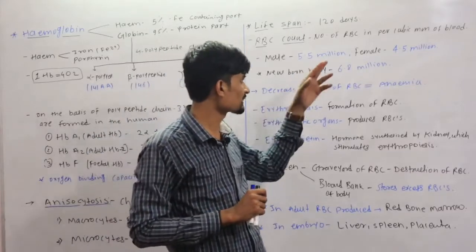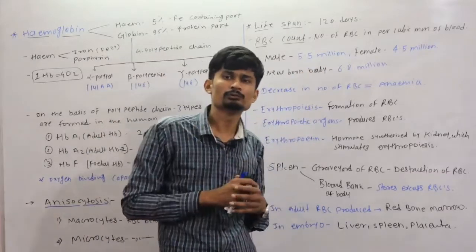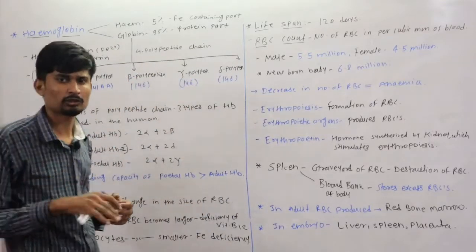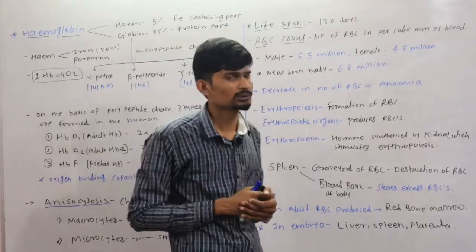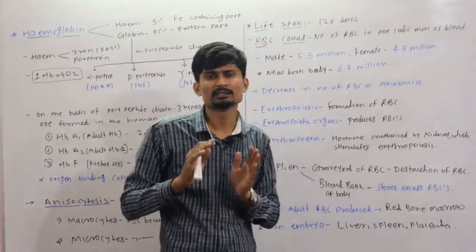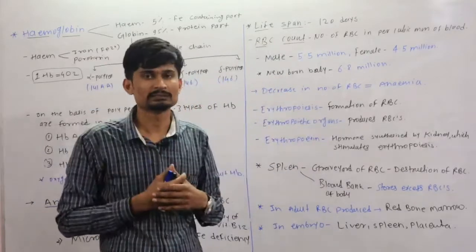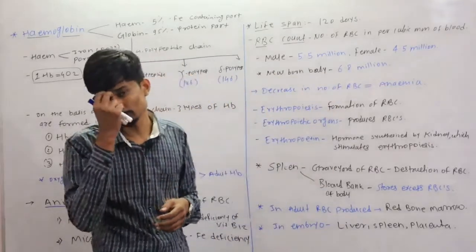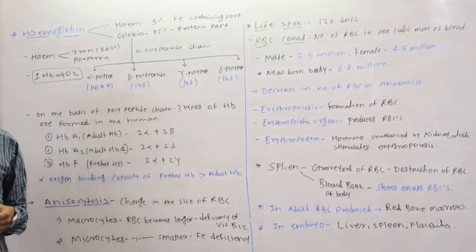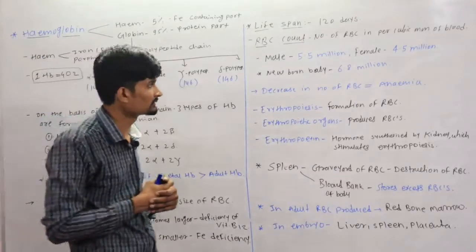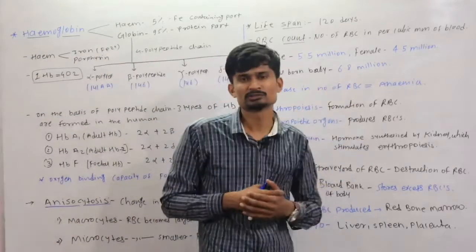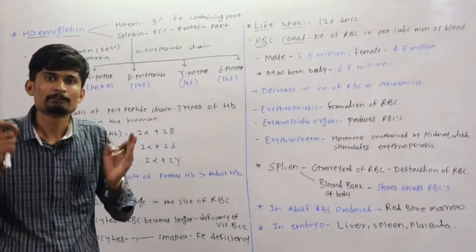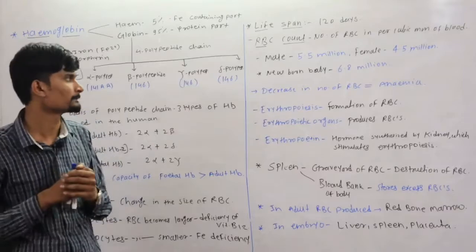Now why are RBCs less in the female? Due to the menstrual cycle, due to the bleeding, there is a loss of blood every month, and that's why as compared to the male, in female the RBC count is less. And why in newborn baby is the RBC count high? Because the newborn baby requires more oxygen, because that is a developmental stage, and that's why there is a higher RBC count, that is 6.8 million RBCs per cubic mm of blood.